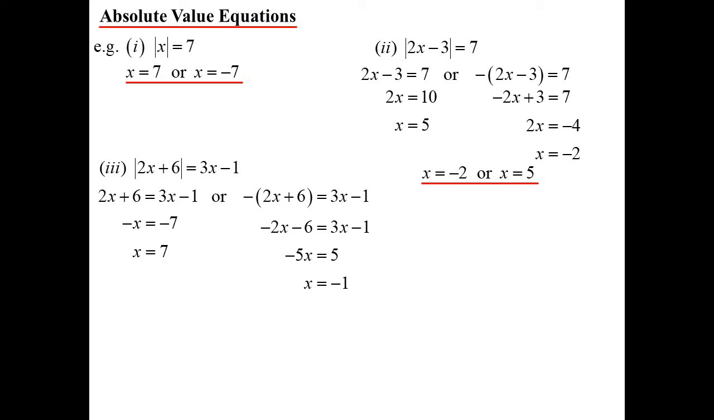Because we've got a problem. Have a look at x equals negative 1. You sub that into the right-hand side, what do you get? Okay, well how is an absolute value going to equal negative 4? It's not possible. So it's not a solution. That one's no good. So the only possibility is x equals 7.